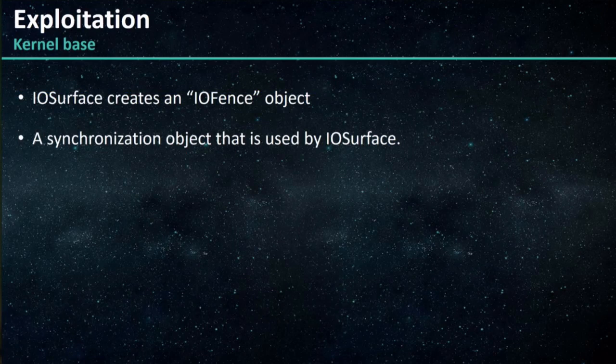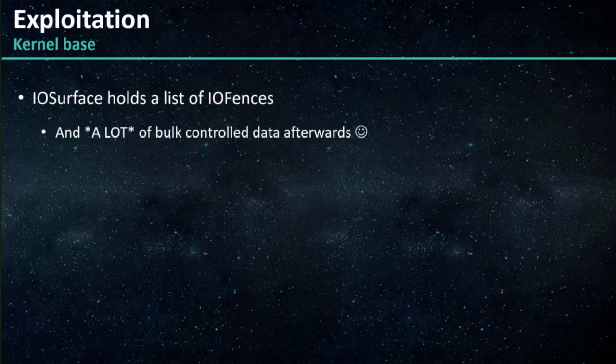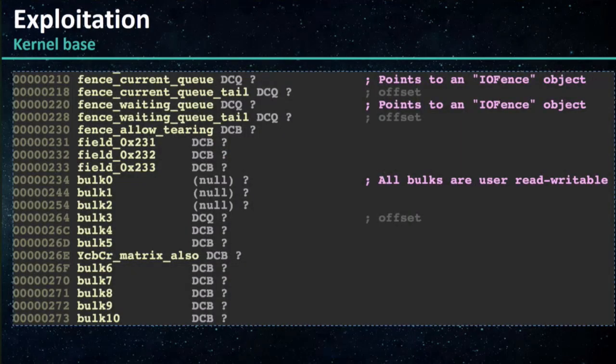So IO Surface creates an object. IO Surface maintains a list of something called IO Fence. We don't really have to understand a lot about it. It's just a synchronization object that IO Surface uses. It actually has a list of those. And lucky for us, after that list there is a lot of controllable information. These are called bulks. I have no idea what they are actually used for, but we can completely control them.